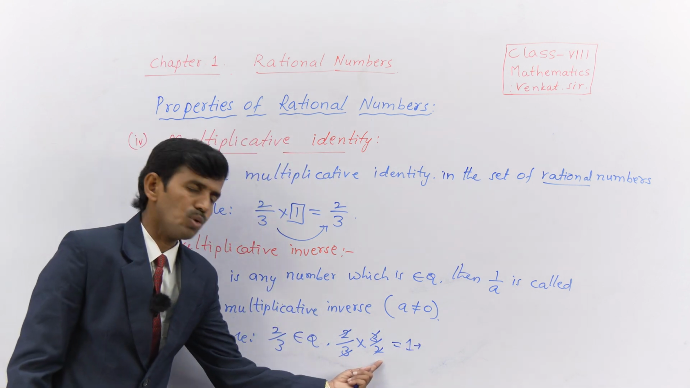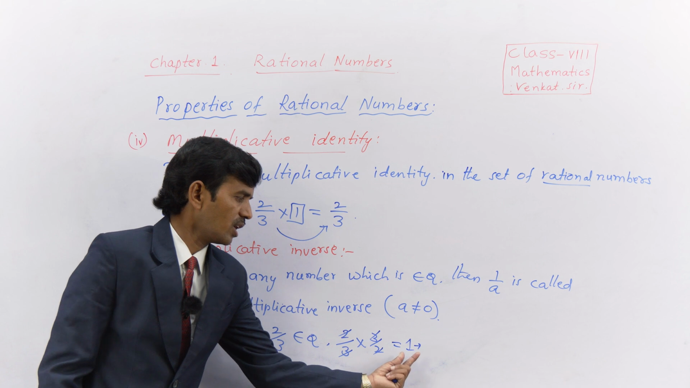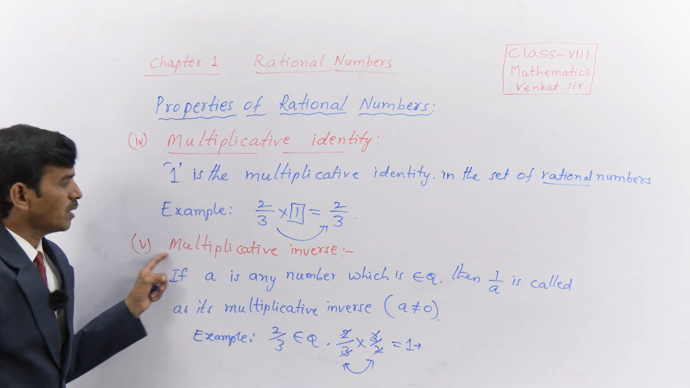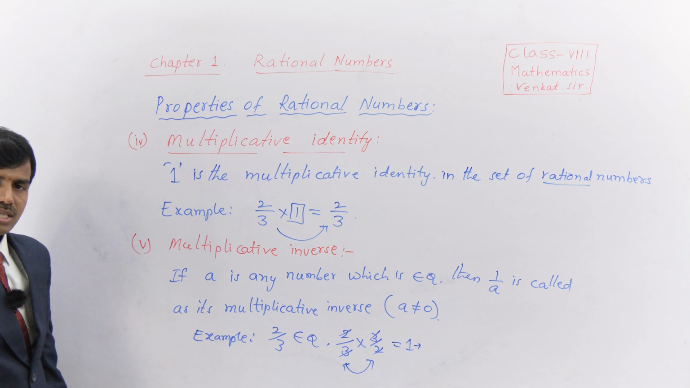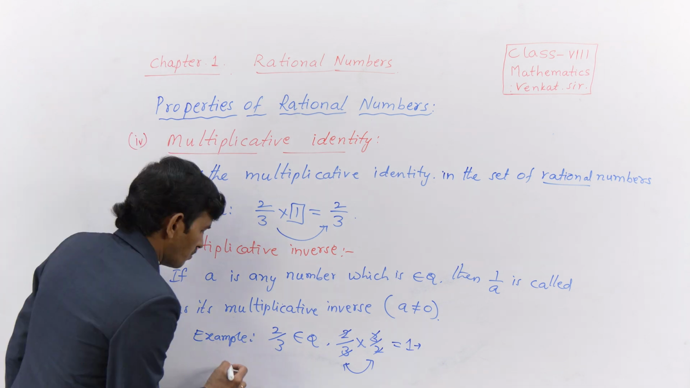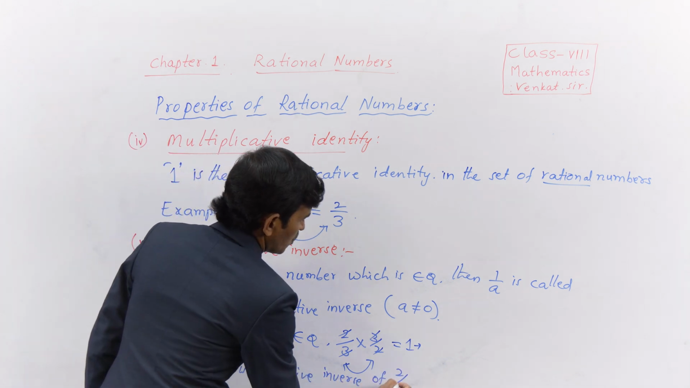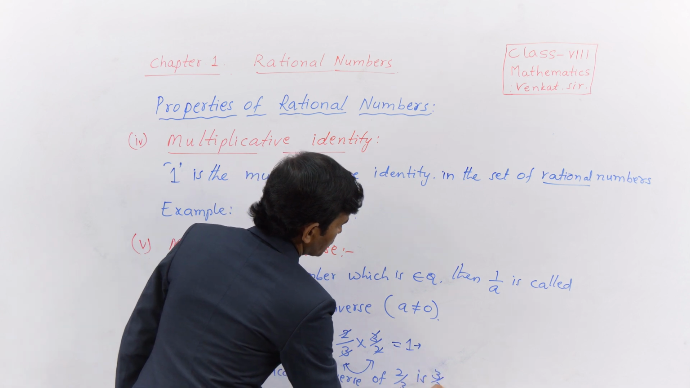When you multiply both the numbers, if you get the multiplicative identity, then each of these numbers is called the multiplicative inverse of the other, right? So the multiplicative inverse of 2 by 3 is 3 by 2.